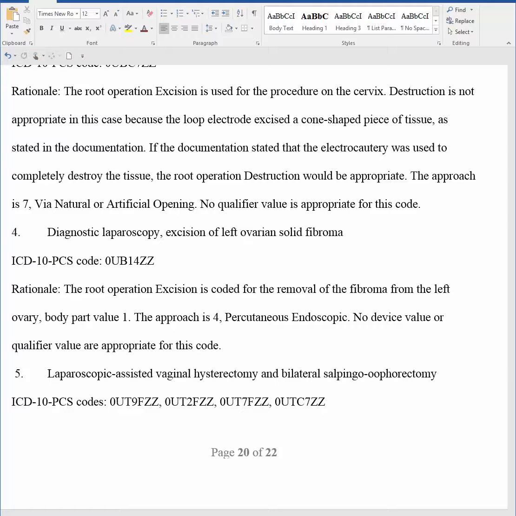So they did not take out the entire ovary. They just removed the fibroma from inside the ovary itself. They also did this via a laparoscope, which is an endoscopic type of procedure. So there was no cutting through her abdominal wall. There were small incisions made, but they did use an endoscope. They only took out part of the ovary. They didn't take all of her ovary. Root operation is excision, 0UB14ZZ.